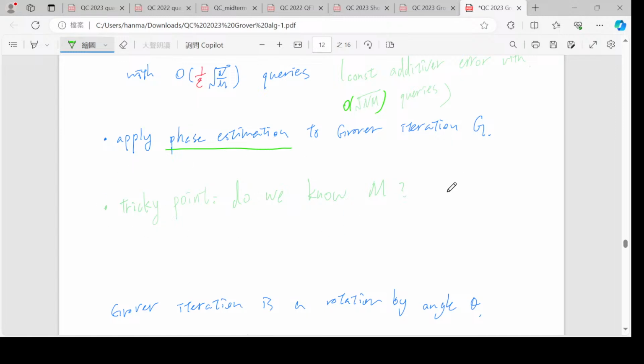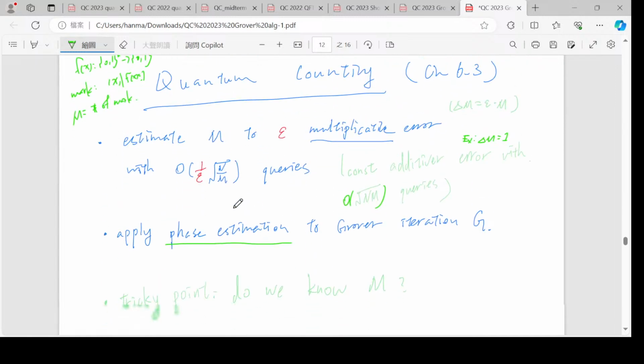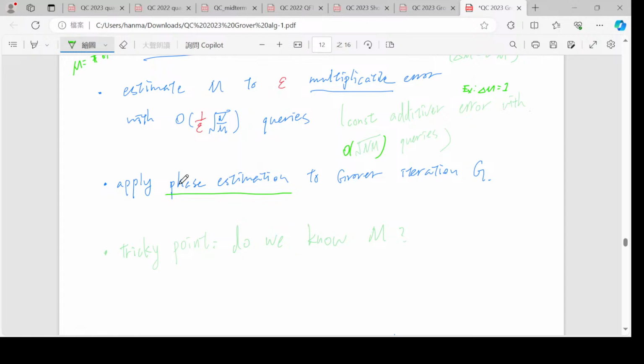But we have this funny tricky point. Now we are estimating M, but we still don't know M. So this is something we need to think about. Because in all the Grover things we kind of assumed we know M, but now how do we do this without knowing M?